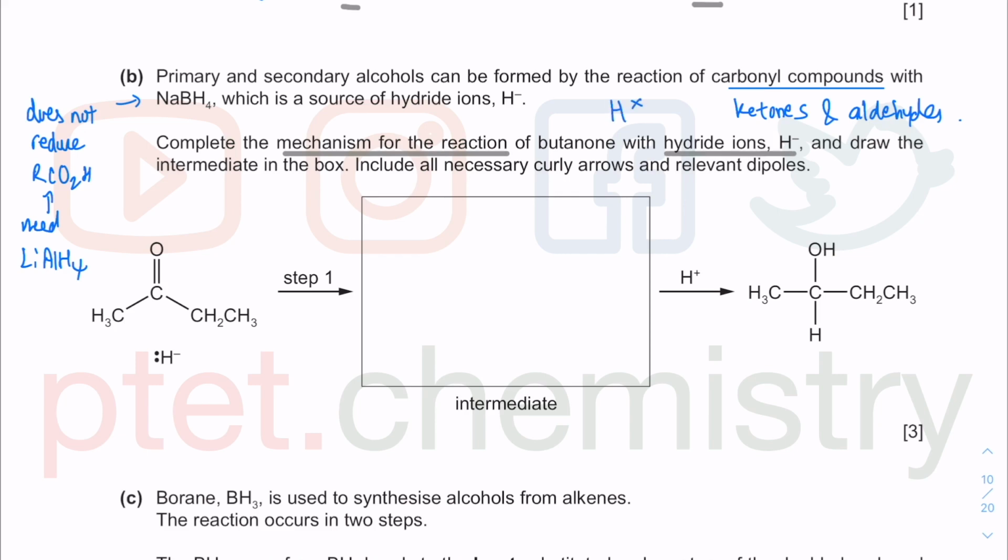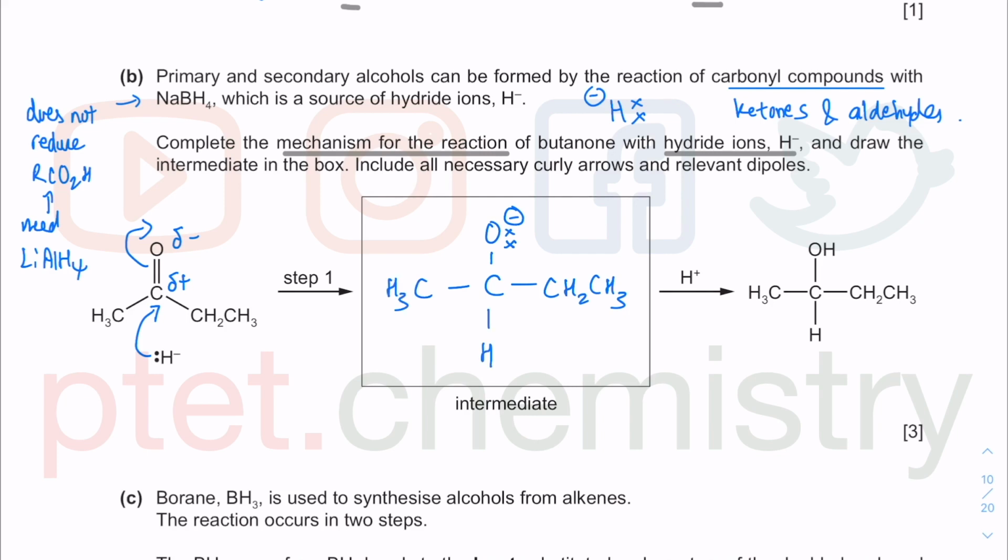H minus has a lone pair on the hydrogen because it's got 2 electrons, it's not H plus. So this is your exact same mechanism as in AS chemistry, nucleophilic addition mechanism. So this is from the lone pair. I label the dipole. Rich in electrons would attack the poor in electrons. So the first thing that happens is the rich attacks the poor. Once the rich attacks the poor, carbon cannot form 5 covalent bonds, so I have to break this bond here, and I give the 2 electrons to the oxygen. Then I get O minus with a lone pair on the oxygen. That is called the oxyanion intermediate.